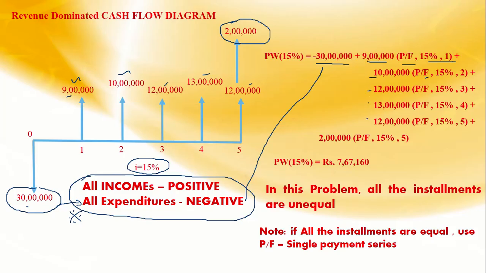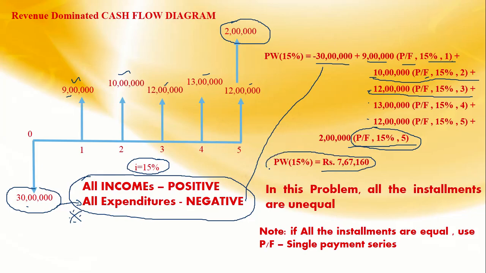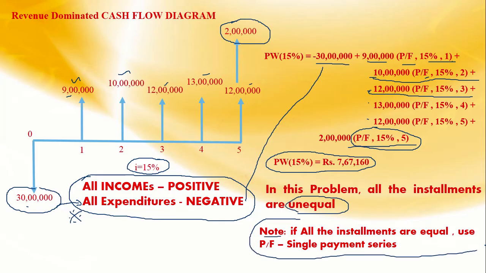And the resale value, I mean the salvage value, is also an income to that company. So 2 lakh into P bar F, 15%, 5. These P bar F factors for 15%, 1, 2, 3, 4 can be determined from your data book. Finally, PW of 15% is equal to 7,67,160. This is the value for the revenue dominated cash flow diagram. In this problem, all the installments are unequal. So please note this: if all the installments are unequal, use P bar F. It is the single payment series.